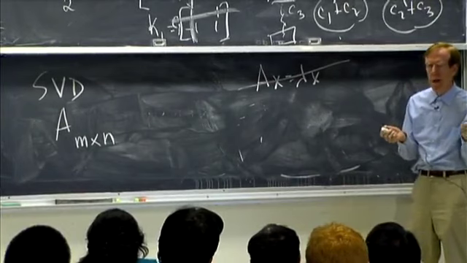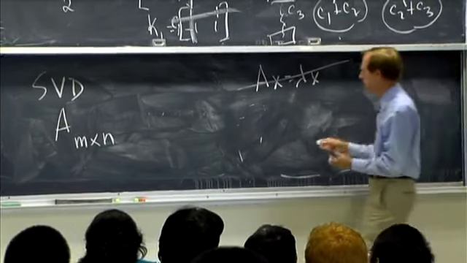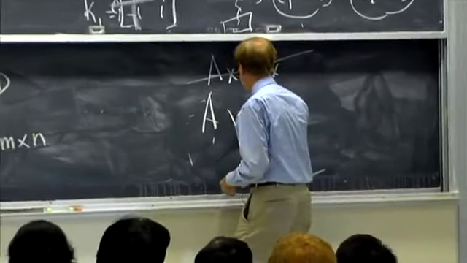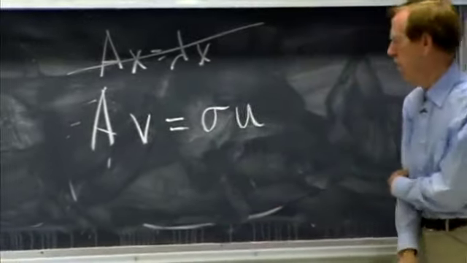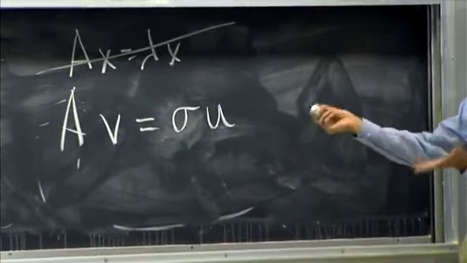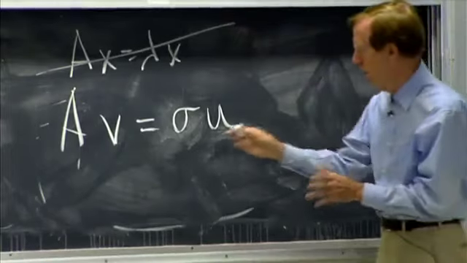The idea is simply we need two sets of vectors. We need some v's and some u's. Okay? So that's the central equation of the SVD. Now, what can we get?